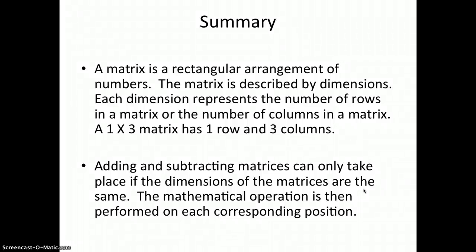In summary, a matrix is a rectangular arrangement of numbers. This matrix is described by its dimensions. Each dimension represents the number of rows in a matrix or the number of columns in a matrix. A 1 by 3 matrix has 1 row and 3 columns. Adding and subtracting matrices can only take place if the dimensions of the matrices are the same. The mathematical operation is then performed on each corresponding position.